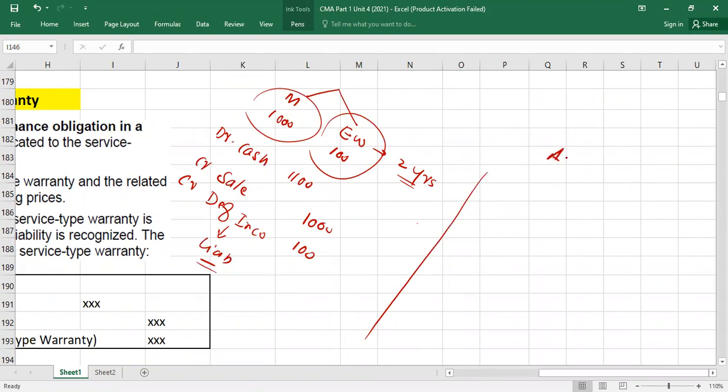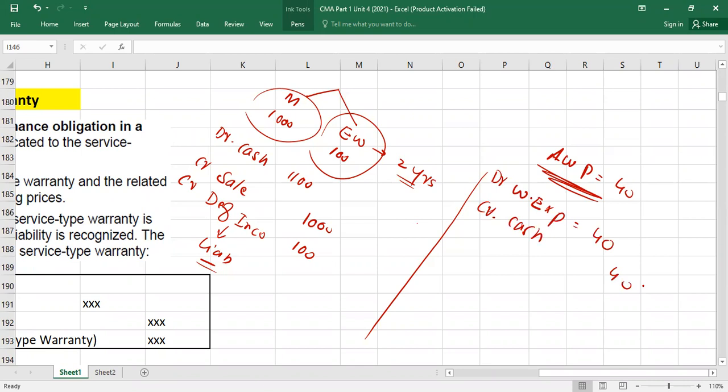So I'm putting here, what are the actual warranty payments? 400, let's assume. Or maybe $40 only. Okay. So what entry will you pass? You will debit, this is at the time of payment, warranty expense. You will debit warranty expense by 40. And you will credit what? Cash or inventory by 40.